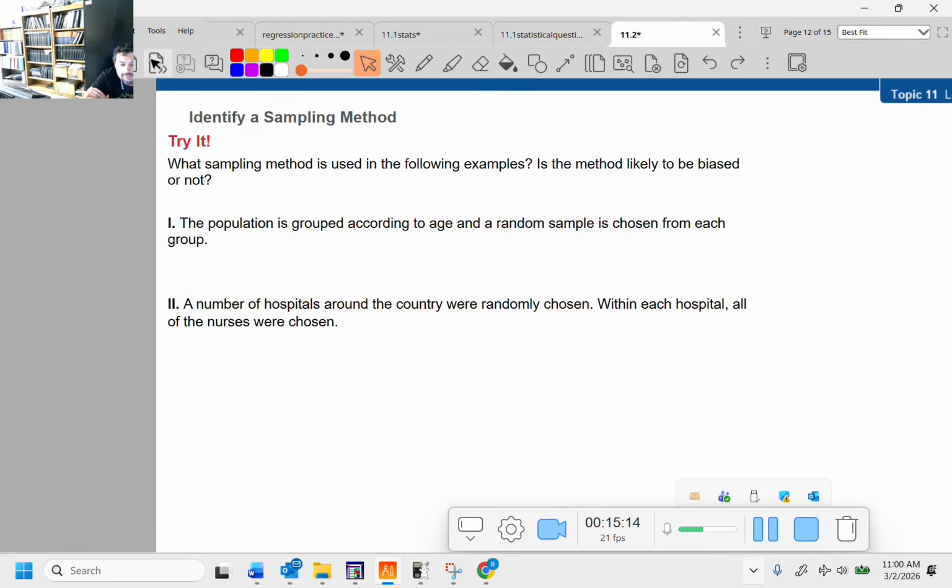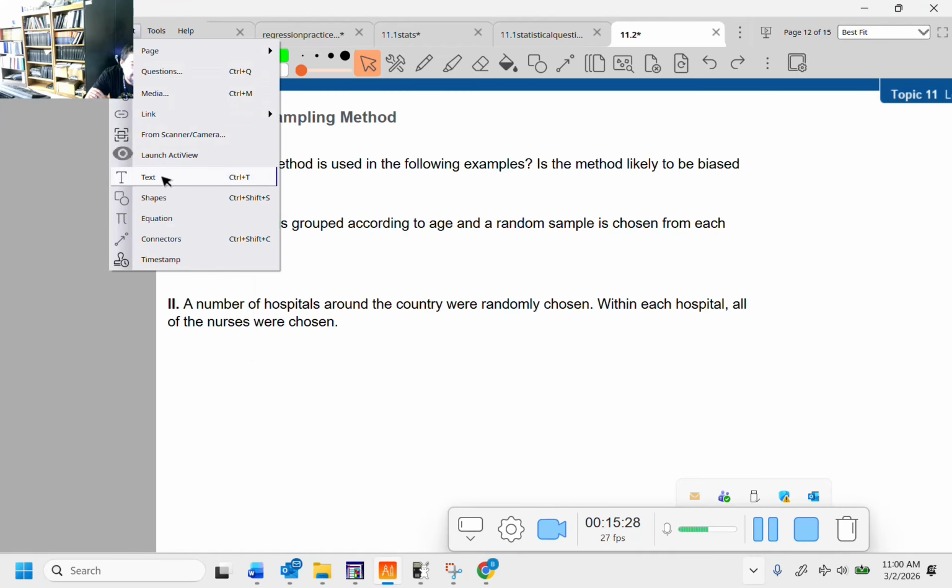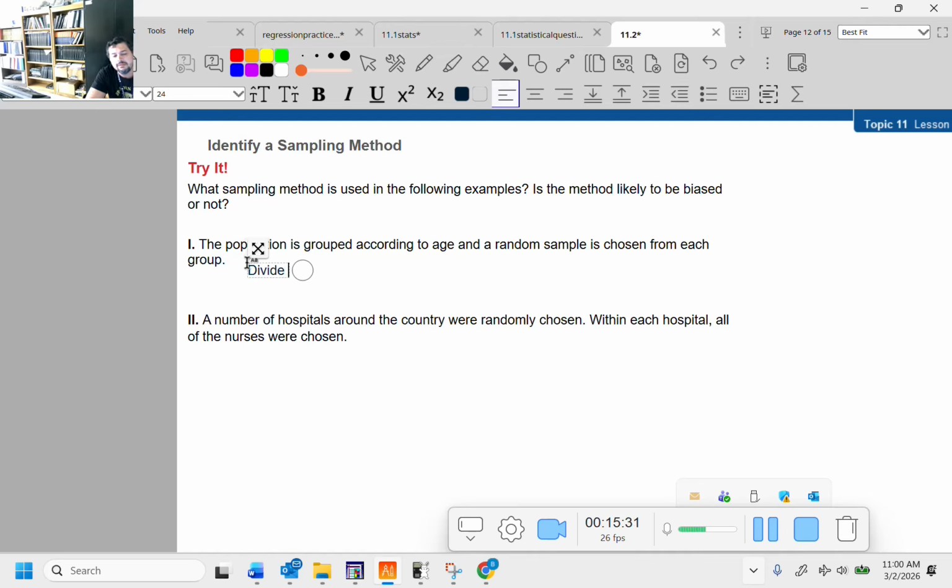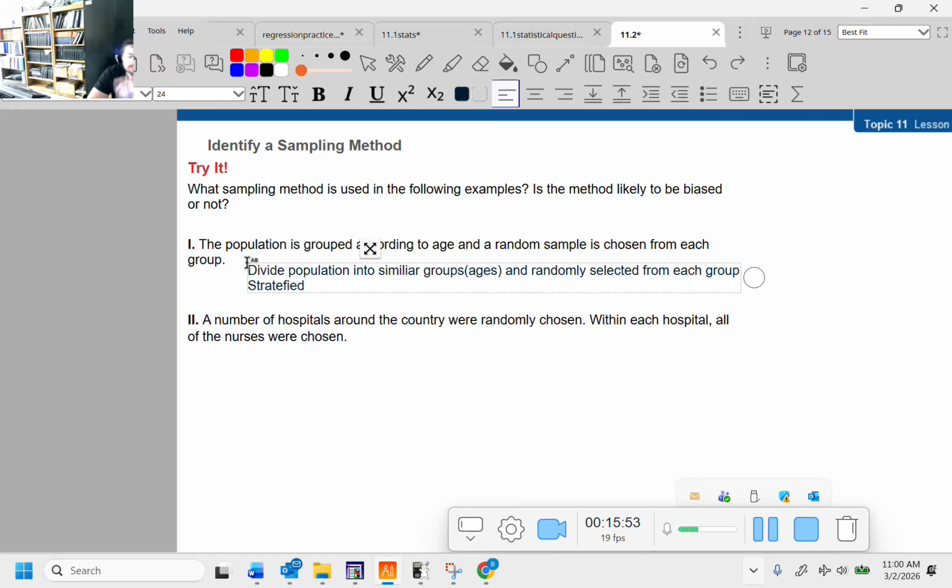All right, more identifying a sample. What sampling method is used in the following examples? Is the method likely to be biased or not? Population is grouped according to age, and a random sample is chosen from each group. This is going to be stratified. We have divided the population into similar groups, the grouping being ages, and randomly selected from each group. Is this stratified? All right. Likely no bias.